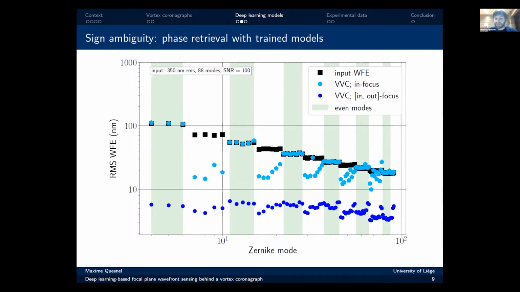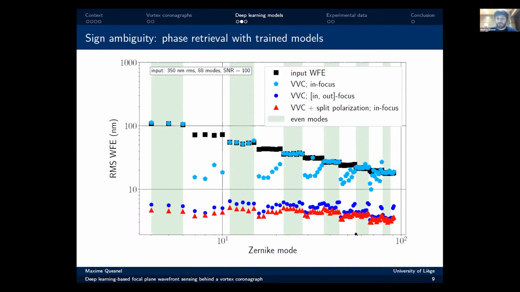And if you use some phase diversity with a defocus PSF, like in darker blue, you will get a better performance, whatever the mode. But if we use the method we talked about by splitting the polarization states, we will get a similar performance. And if we use the scalar vortex coronagraph approach with just one in-focus PSF, we still lift the sign ambiguity, even though the performance is worse. And it's mainly due to the fact that we have just one input instead of two to the neural network.